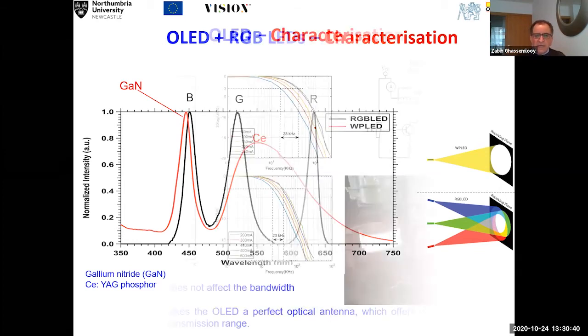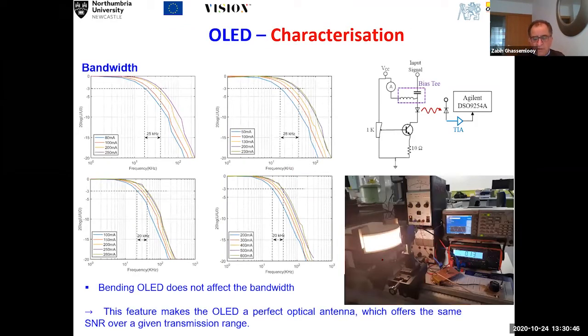Then we took the curved OLEDs, and as you can see here, this is a curved OLED. Then we said, okay, let's look at the bandwidth characteristics. So we built the circuit, and then we did some measurements, and these are the various bandwidths that we have seen. Although they are very low, it doesn't matter. And you can see that the bandwidth changes with the current as expected, and so on.